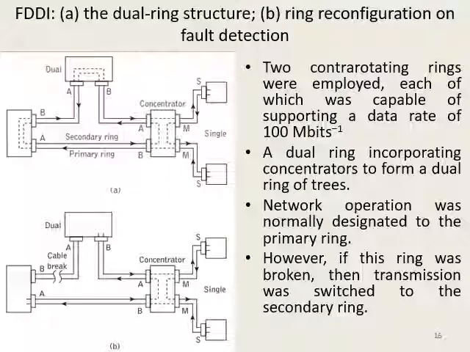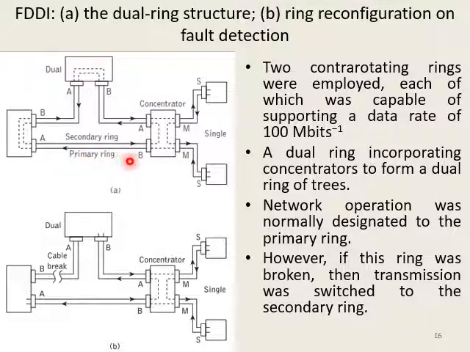So coming to the last point under FDDI, how the work is done with the help of these two diagrams. The first diagram is the dual ring structure, showing how information is passed with the help of the dual ring. Two counter-rotating rings were employed here, a primary ring and a secondary ring. So one ring is considered like this, and the secondary ring is considered like this.